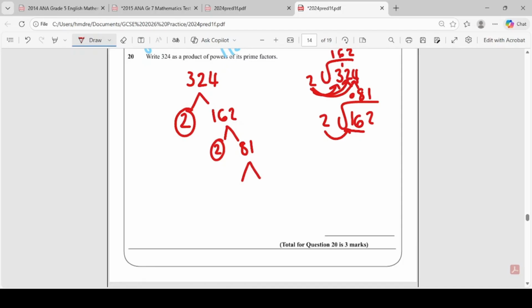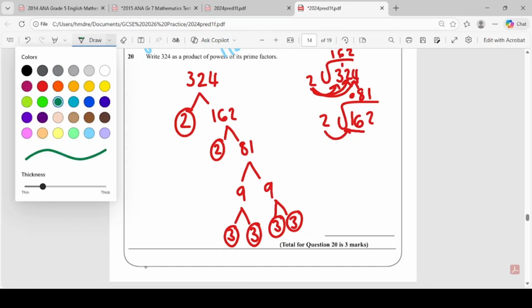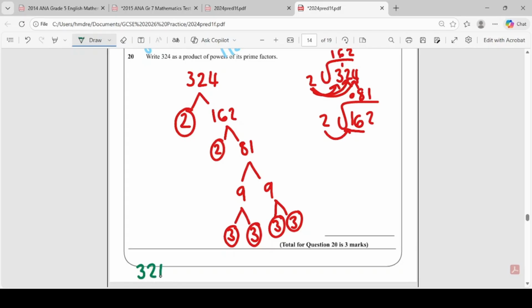And 81, I happen to know, is 9 times 9. And 9 breaks into 3 by 3. Okay, so these ones that are circled are all my prime factors. Then you can write your prime factors as this. So you would write 324 is 2 times 2 times 3 times 3 times 3 times 3.